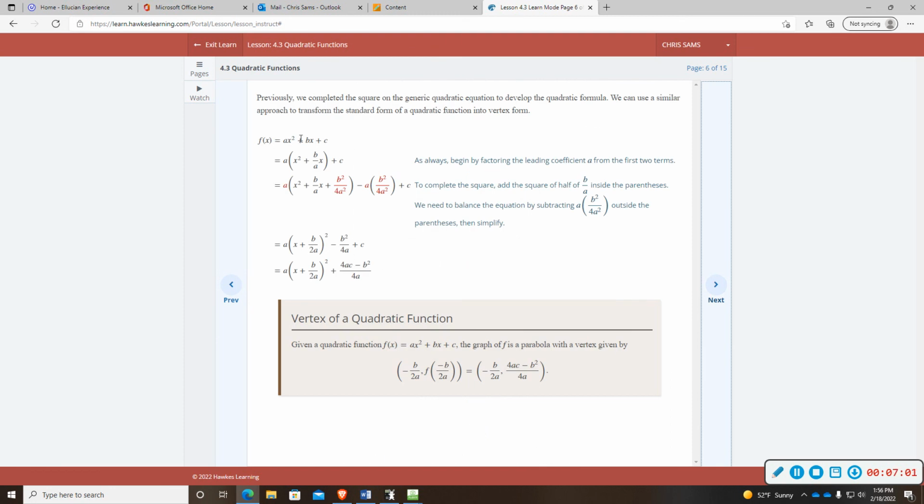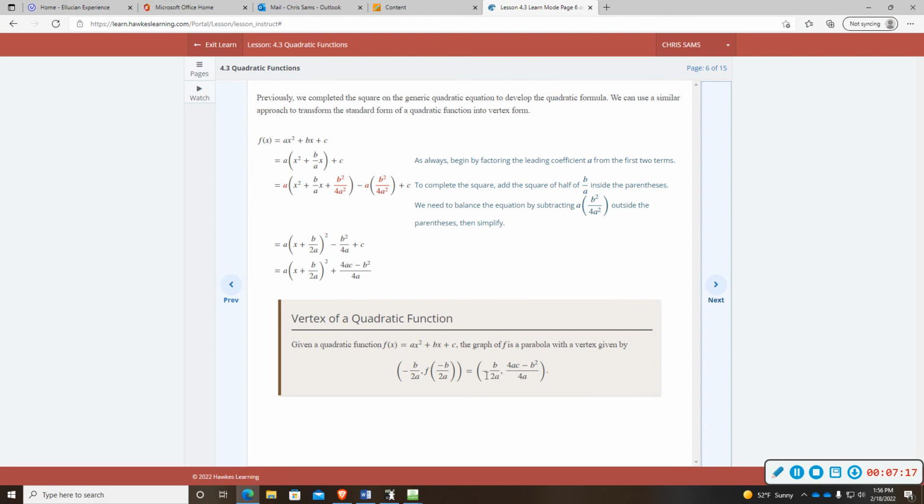So a lot of times we want to know what the vertex is. If you're given standard form, you can do negative b over 2a as part of the quadratic formula. That will give you the x coordinate, and then whatever you get there, you can plug it in to the function and solve it and get your y value. So this is one way.